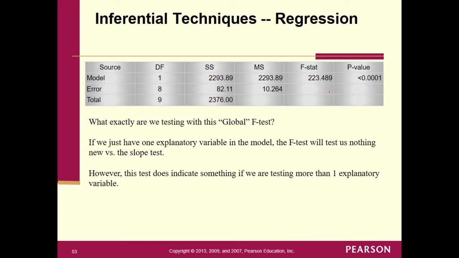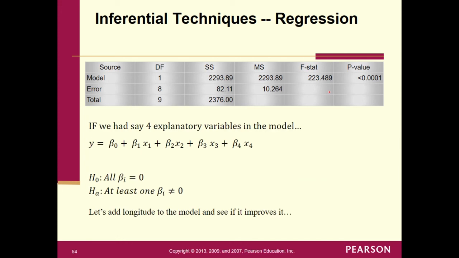However, this test does indicate something if we are testing more than one explanatory variable. So now we're getting into what's called multiple regression. Let's say we had 4 explanatory variables in the model, so we actually have 4 different slopes. What this F test would be telling us is that you would be testing this: all beta sub i's equal to 0, and the alternative is at least 1 beta sub i is not equal to 0, at least 1.